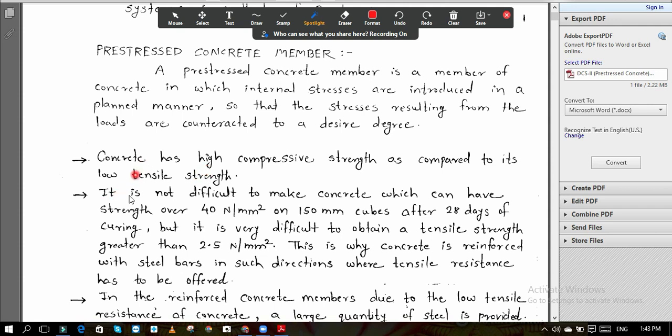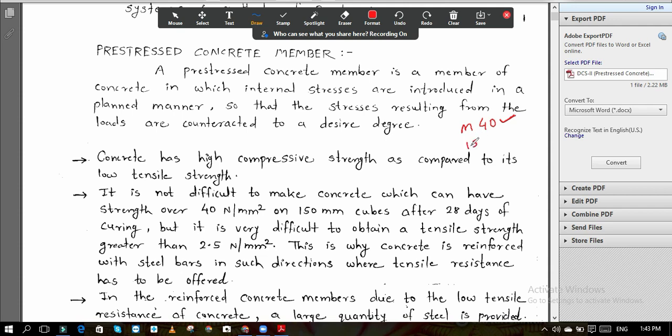Okay. So in continuation with that, in the next point they have mentioned that it is not difficult to make a concrete which can have a strength over 40 Newton per mm square on a 150 mm cube after 28 days of curing. So they told us that we can even make concrete of grade M40. Okay, how do we make this? First we need to do the mix design.